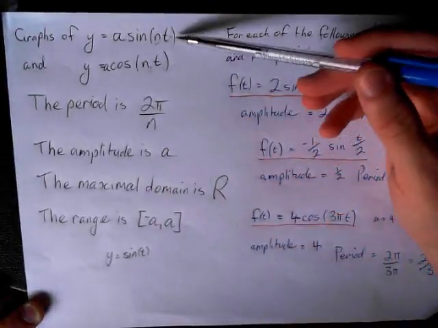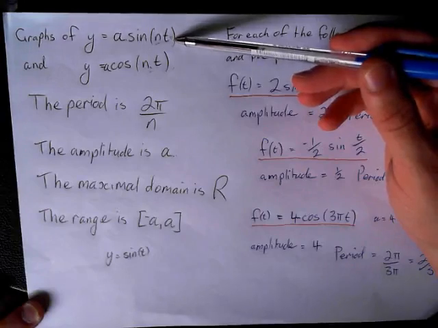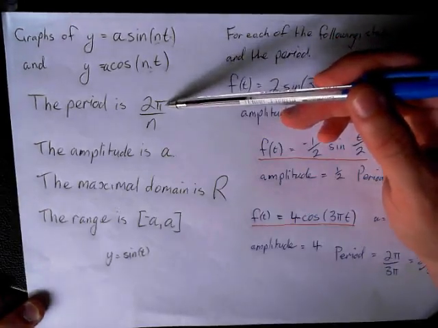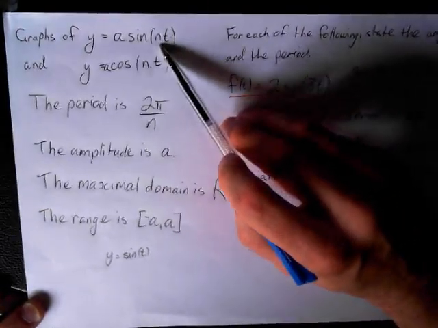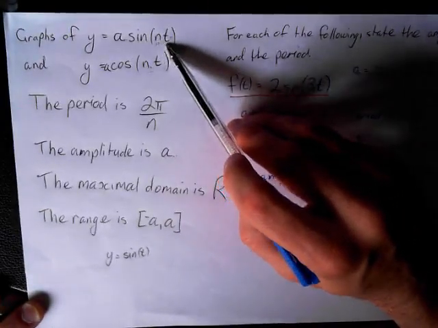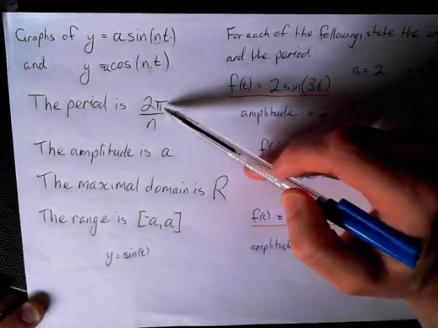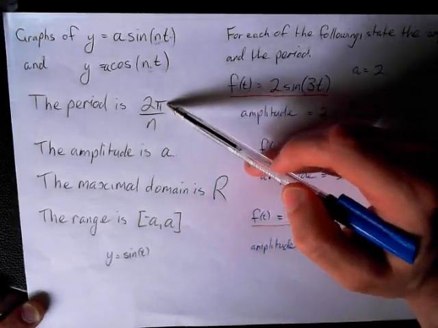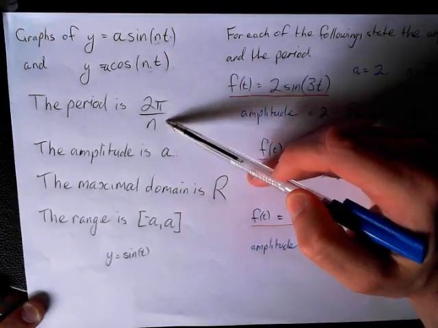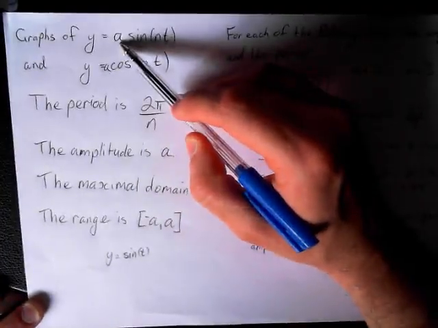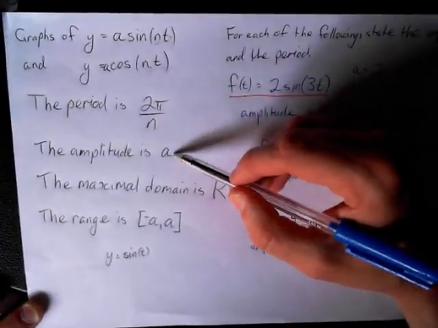So with your regular sine graphs, y equals sine x or y equals sine t and y equals cos t, the period is 2 pi. But if you have a graph with a coefficient in front of the t or the x there, the period is actually 2 pi on n. The period is changed to 2 pi on n. Also, this coefficient in front changes the amplitude of the graph.